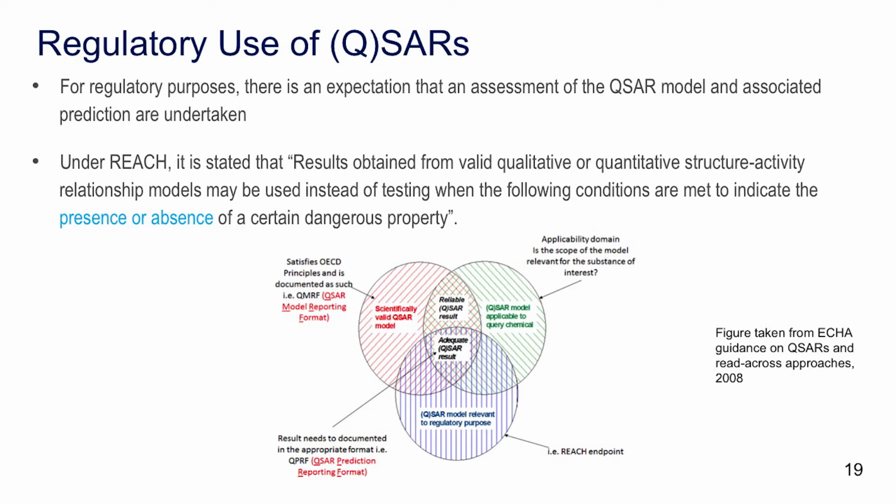And if we get all of these criteria to meet, we can, in the center here, say we have an adequate QSAR result. So a QSAR result would be termed adequate if it is from a scientifically valid model, the chemical is within the applicability domain of the model, and that model is relevant for regulatory purposes. And at that point, the prediction can be documented in terms of the QSAR prediction reporting format. So some of these aspects we'll now build upon in the next slides.